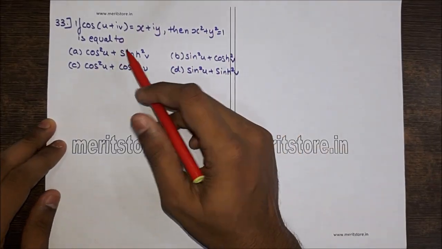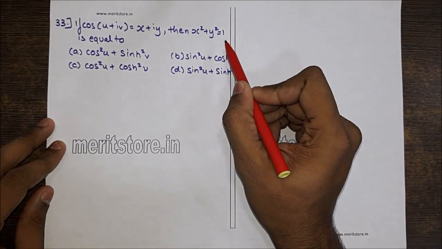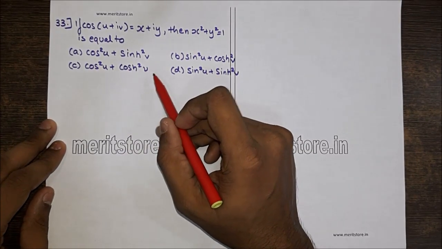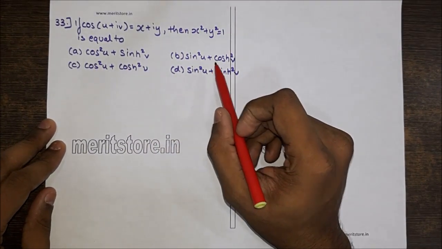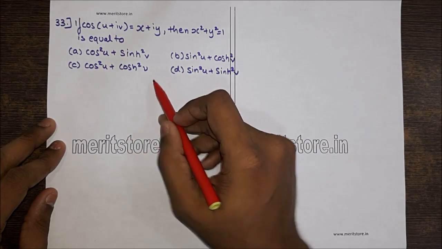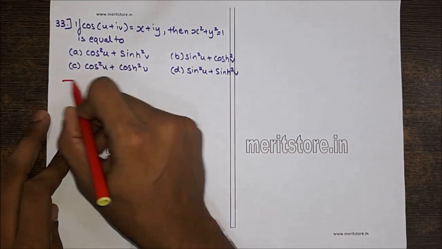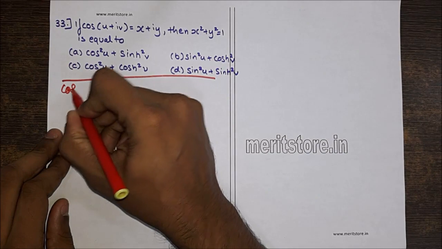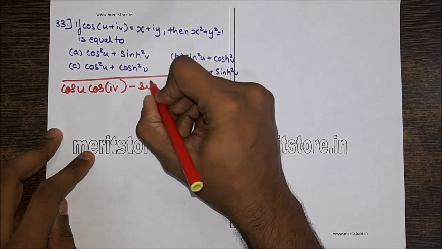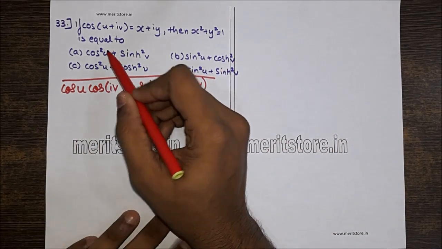If cos of (u plus iv) is equal to x plus iy, then x square plus y square is equal to: option A, cos square u plus sin hyperbolic square v; option B, sin square u plus cos hyperbolic square v; option C, cos square u plus cos hyperbolic square v; or option D, sin square u plus sin hyperbolic square v. Expanding this equation, we get cos u cos iv minus sin u sin iv. We get this using the formula of cos (a plus b).